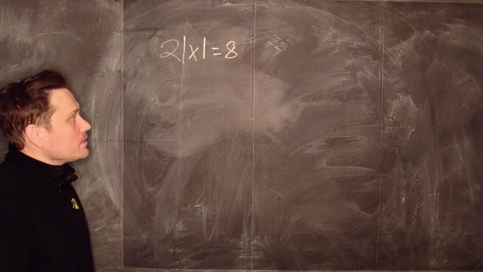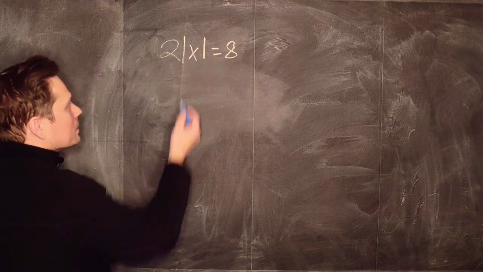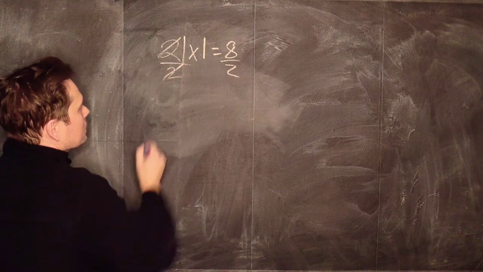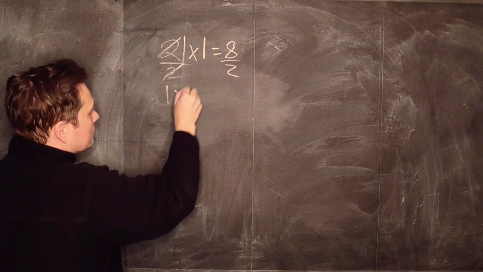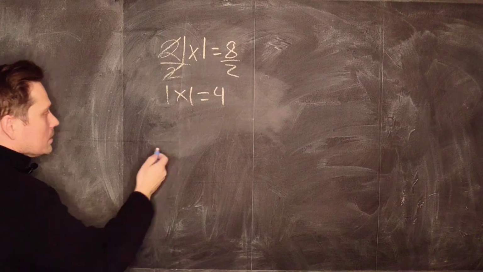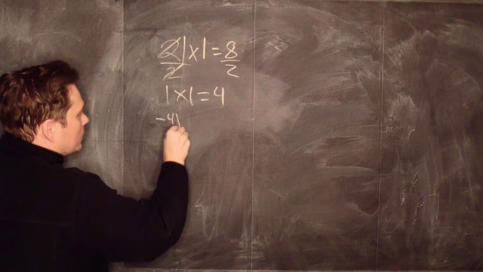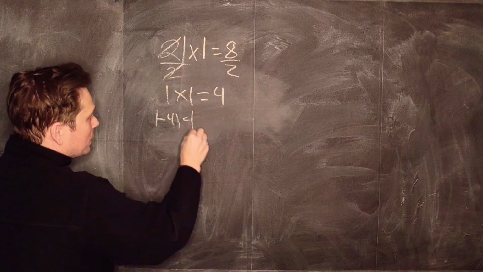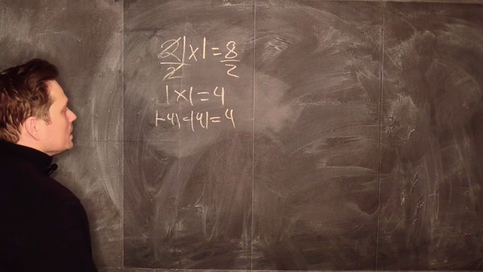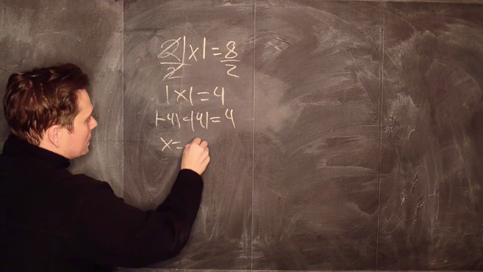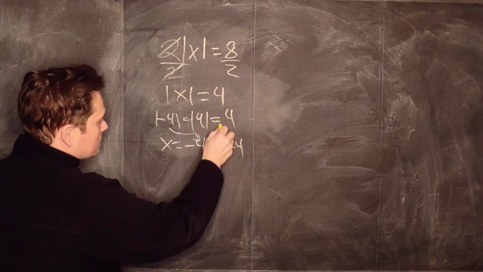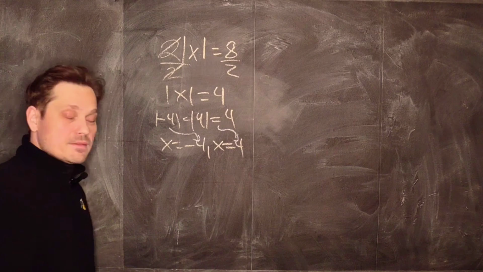This one says 2 times the absolute value of x equals 8. The 2 is multiplying the absolute value, so all you have to do is divide both sides by 2 this way. Then these cancel, and you are left with the absolute value of x equaling positive 4. The only way this can be true is if you have negative 4 in absolute value or positive 4 in absolute value, because in both cases they come out to be 4. So the solutions are negative 4 and x equals positive 4. I'm getting them from here, just this and then just this. That's it for this one.